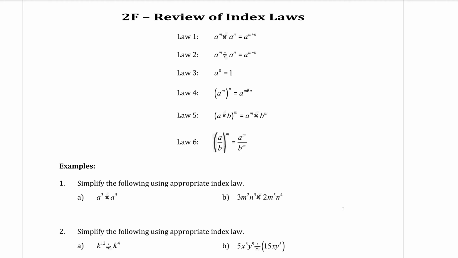Index laws that I'm sure you've seen many, many times before. First of all, law number 1. If you are multiplying things that have the same bases, all you have to do is add the powers. That's the m plus n, right? Multiplying with same bases, add the powers. That's law number 1.